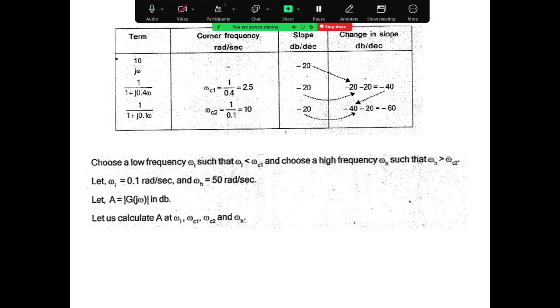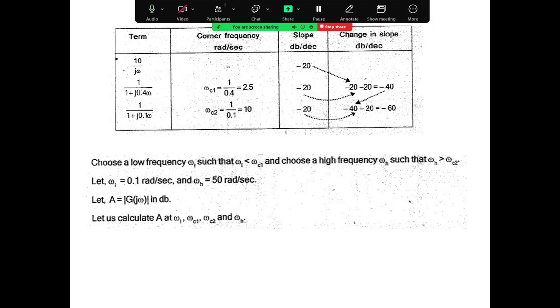So how can we get the change in slope? It's very simple. Just add all the values together. Initially there is no slope change in the first product term, so you can write minus 20 itself here. Then minus 20 and minus 20, what is the total? Minus 40. Then minus 40 and minus 20, minus 60. Or else you can add like this: initially minus 20, then minus 20, minus 40, minus 20, minus 60. In this way, we write the change in the slope in the last term.